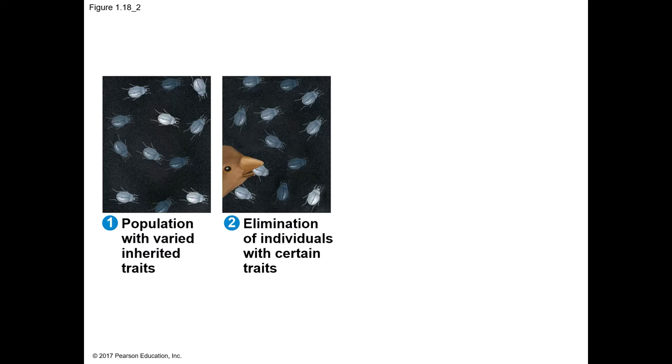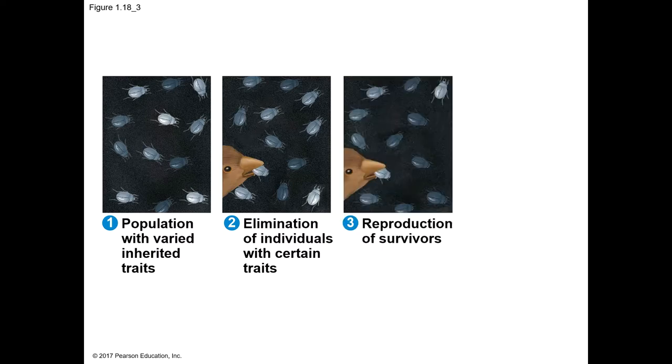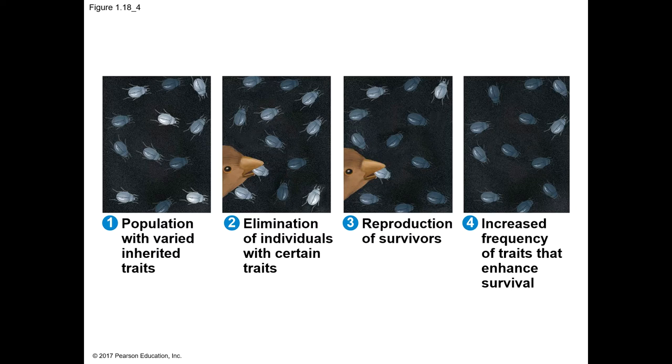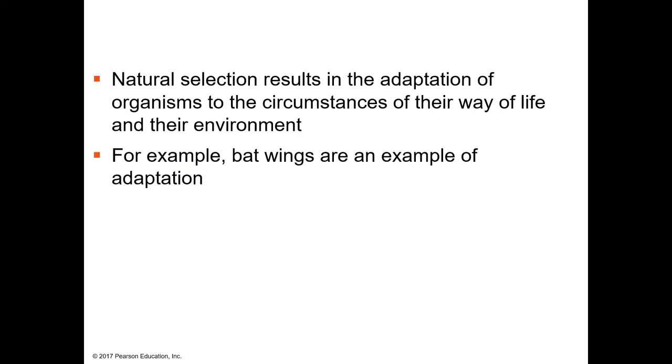So here's an example. You've got some black, some gray, and some white bugs against a black background. If you have a bird that comes along, maybe because of its visual acuity, it can more easily notice the white bugs or the light gray bugs rather than the dark bugs, and so it eliminates individuals with certain traits. And then because the black ones tend to be the ones that survive because they're not as easily seen, when they reproduce, their offspring are genetically going to be dark as well. So it increases the future population of the dark organisms. And then over time, you get this increased frequency of traits that will further enhance the survival of the organism just because it's the one that happens to survive.